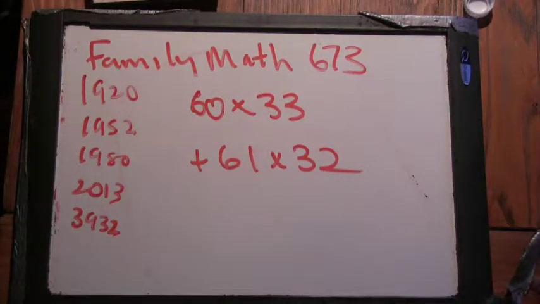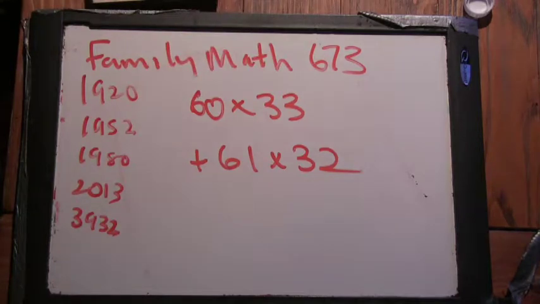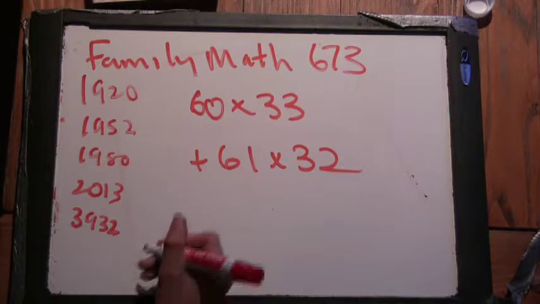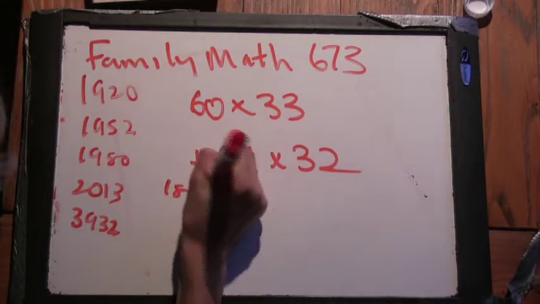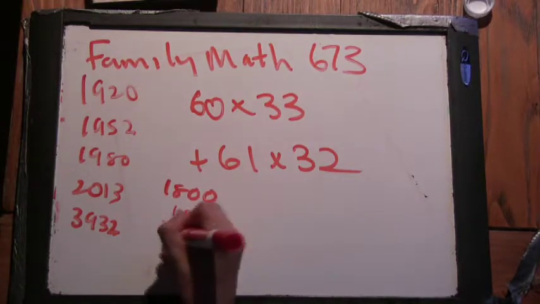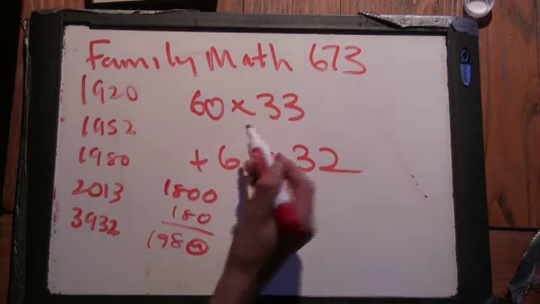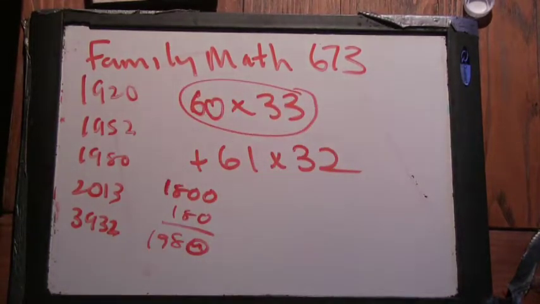Alright. Okay. So, for this equation, we could do 60 times 30 plus 60 times 3. We sure could, yeah. So, 60 times 30, 1,800, and 60 times 3 is 180. So, that's going to be 1,980. This one.